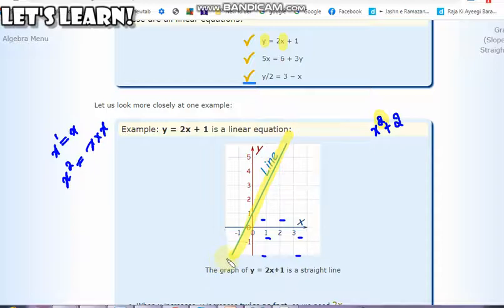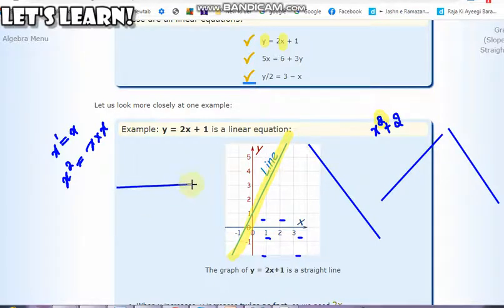When you draw a linear equation on any graph, either that line will go straight up, or it will come straight down. Either straight up, straight down, or just straight. But it will never be a humpy dumpy line.